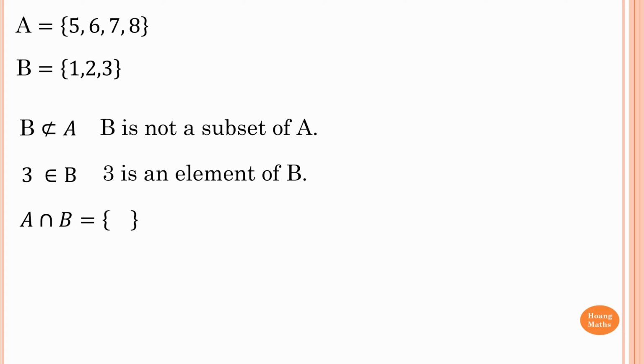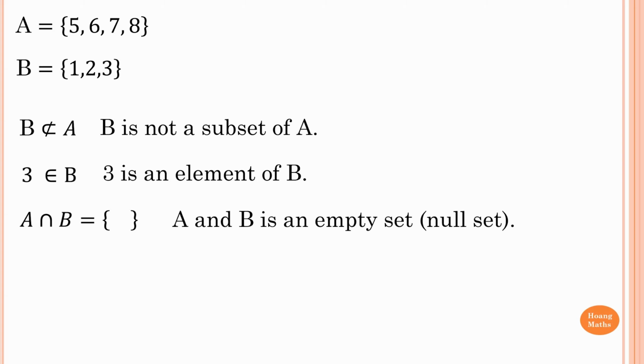Now A and B is equal to the empty set. So this means the intersection of A and B is an empty set, or it can be written like this. Last one. So 9 is not an element of A or B. You can see 9 doesn't come from set A, and 9 doesn't come from set B either. So we can say 9 is not an element of A or B.